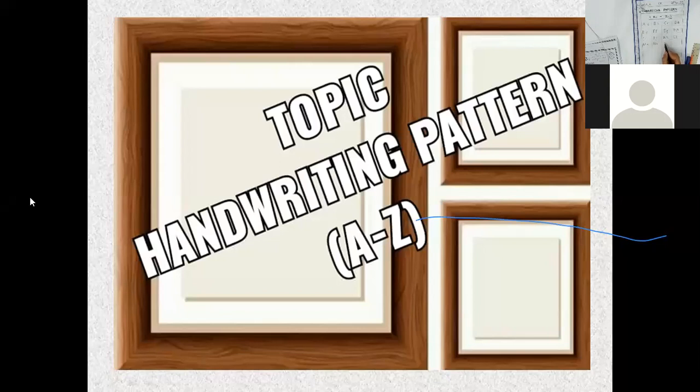It's the turn of O. Write O like this. Touch the upper three lines properly. It's the uppercase of O. Repeat with me. O. Again, the lowercase of O, the small o. Write in the middle two lines. O. Just like this. Have you written?